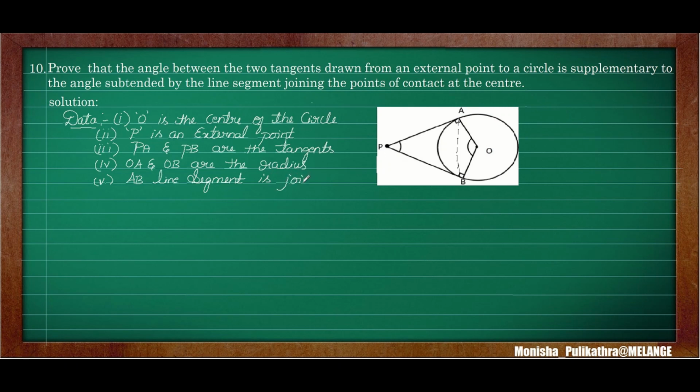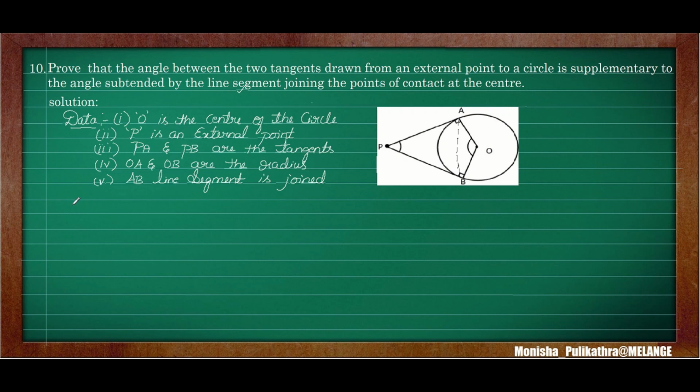Okay, so this is the data. Whatever is there in the diagram, you need to write it as data. First one is O is the center of the circle. P is an external point. So from P, PA and PB are the tangents. OA and OB are the radius, and this line segment AB, since they have given the angle subtended by the line segment, so AB is the line segment which is joined.